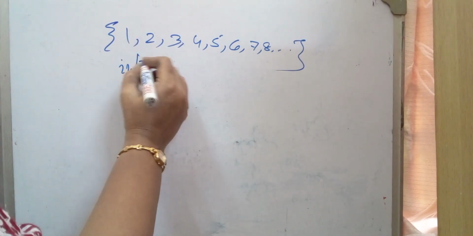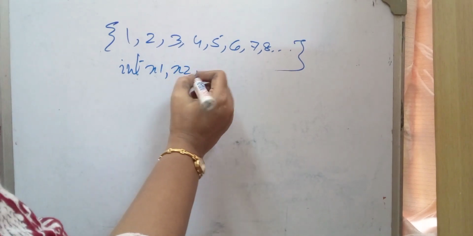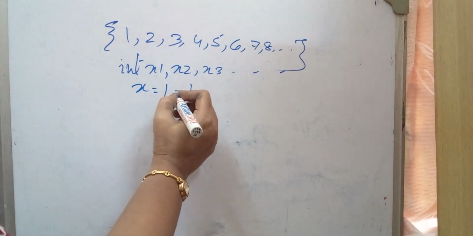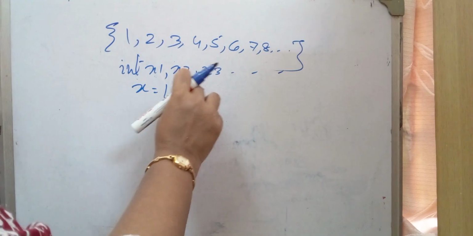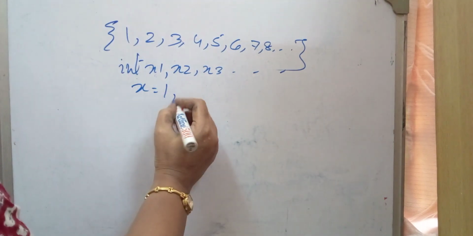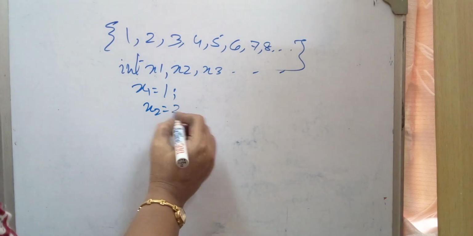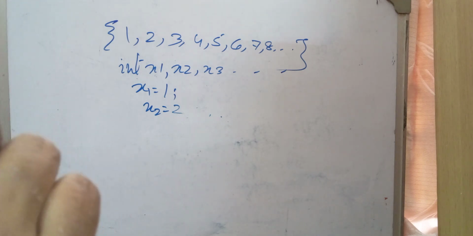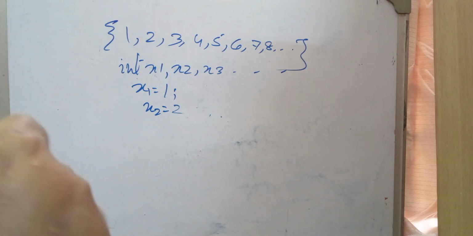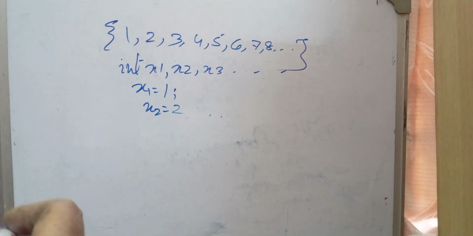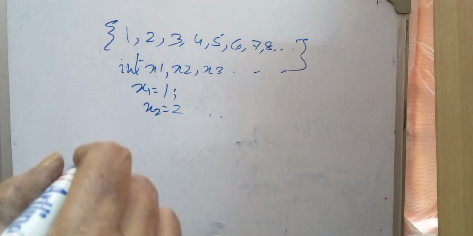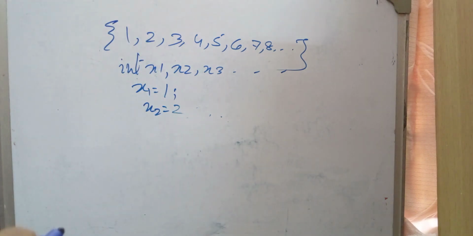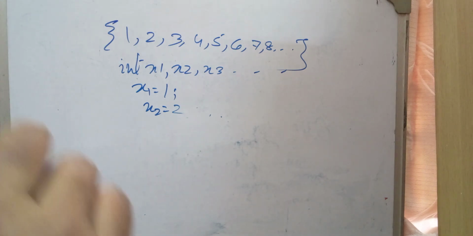Suppose we declare int x1, x2, x3, and so on, like x1 equal to 1, x2 equal to 2, etc. But think of a situation when we need 100 values. Will you use 100 variables, x1, x2, x3 up to x100? No. In this situation, we will use an array.